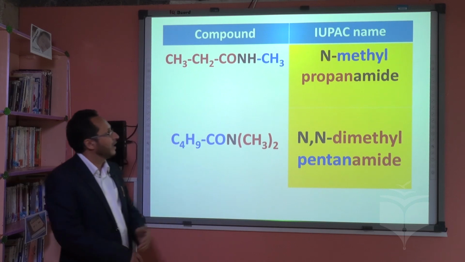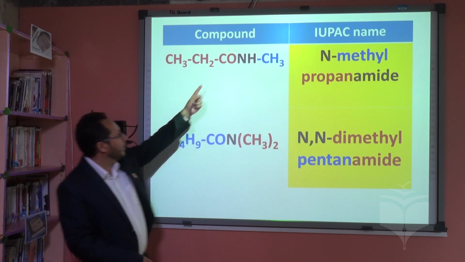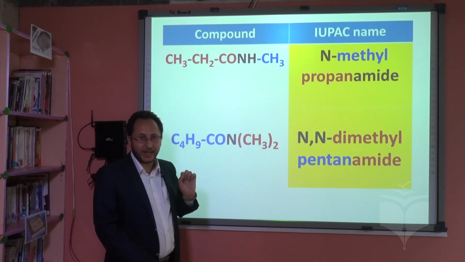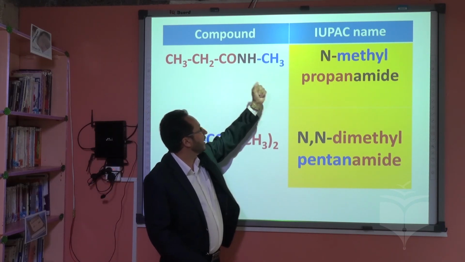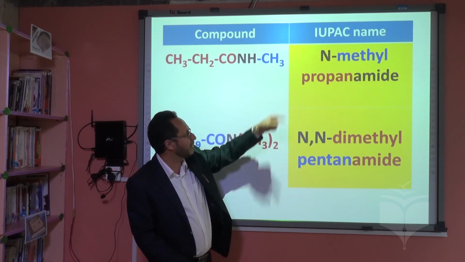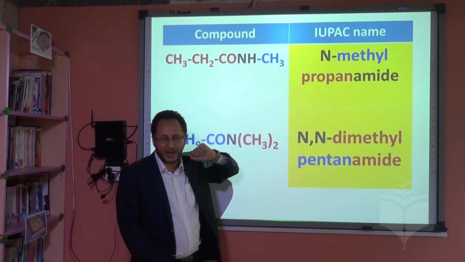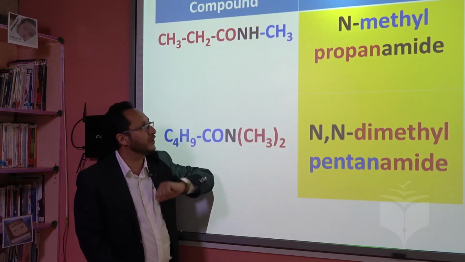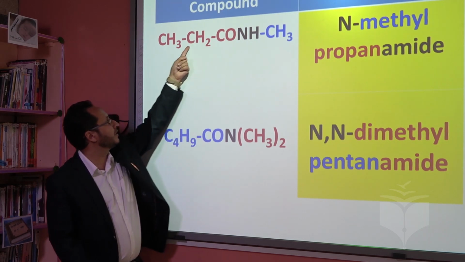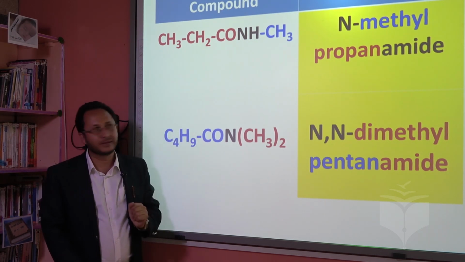Here we have another example. Look, here we have a monosubstituted amide. In this case, this CH3 is attached to the nitrogen atom, so you have to write it N-methyl. Methyl because we have 1 carbon atom attached to the nitrogen atom. So it's N-methyl, and the longest chain here is propanamide.